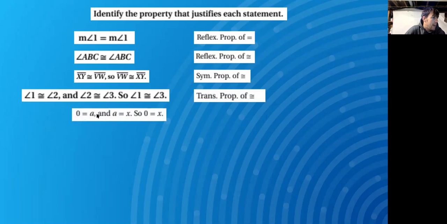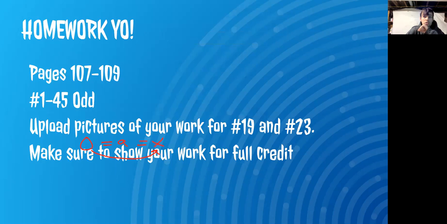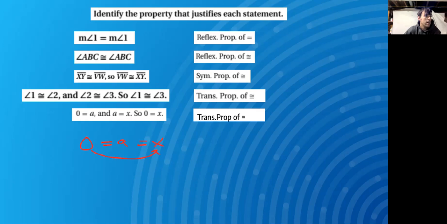0 is equal to A is equal to X, so 0 is equal to X. Again, we're creating a chain. 0 equals A, A equals X, so 0 equals X. This is another example of the transitive property, but small difference, transitive property of equality. We're talking about equals here. So just knowing which one of those properties we're talking about is going to be important here.